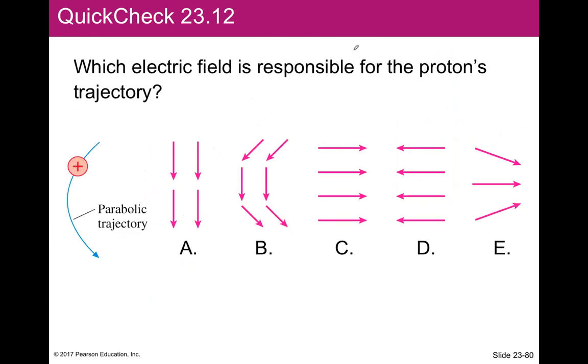So what's the electric field? Let's say at this point, its velocity is here, and then the velocity has changed to be in this direction. The difference between them is C, because you can tell there's always a force pushing it to the right so that it makes turns in this way.